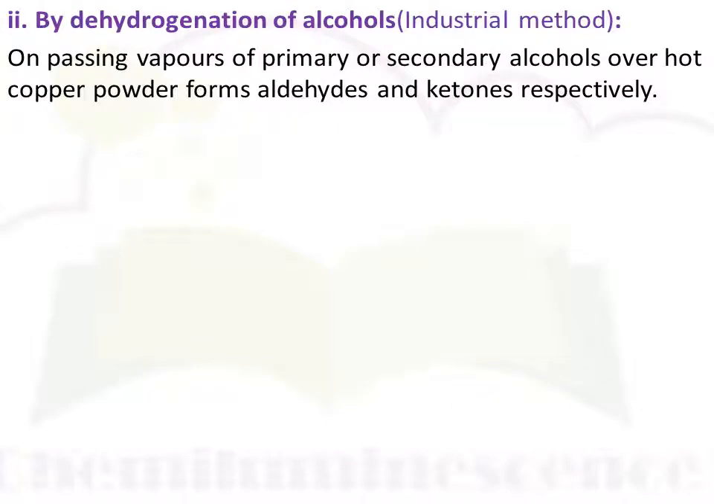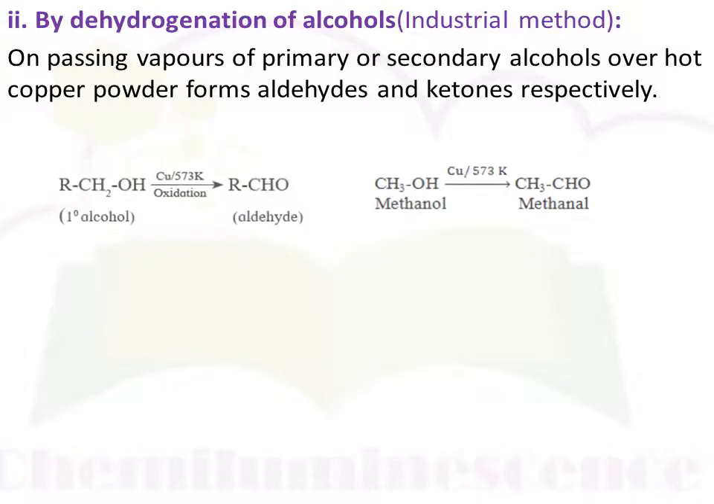Next method of preparation of aldehyde and ketone is by dehydrogenation of alcohols. Here also we are using alcohol as a reactant, and by doing dehydrogenation of alcohol, we will get either aldehyde or ketone as a product. This is the industrial method. On passing vapor of primary or secondary alcohols over hot copper powder, it gives aldehyde and ketones respectively as a product. Let's see with the help of example.